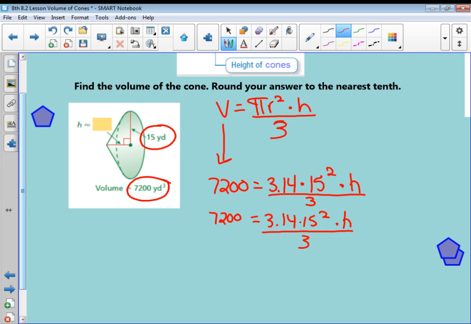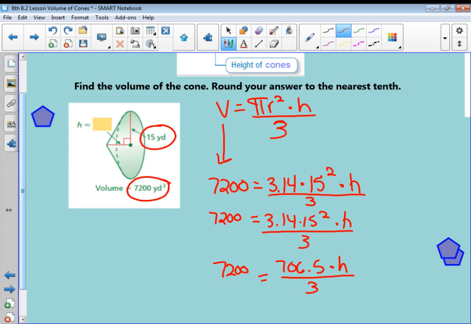So I'm going to go ahead and do my 3.14 times 15 squared. So 15 times 15 is 225, times 3.14 gives me 706.5, times the height, divided by 3, equals 7,200.